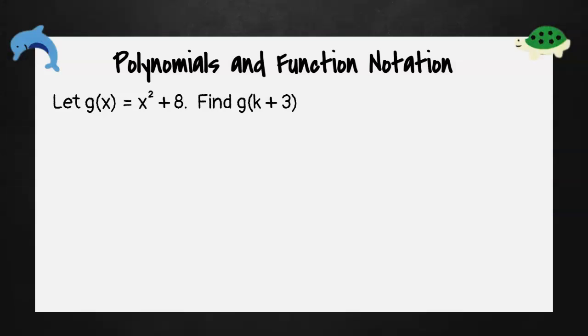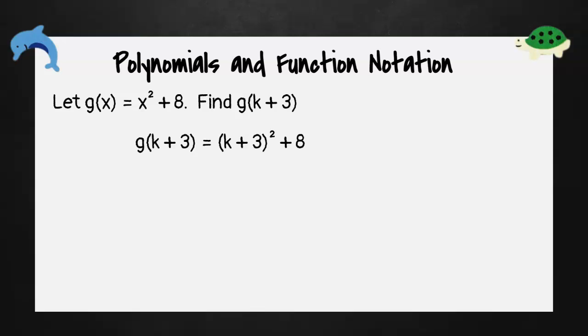So we talked about operations with polynomials. Now we'll look at polynomials with function notation. So in this example, I'm going to look at g of x is equal to x squared plus 8. The first thing that we want to do is say, okay, I'm going to take that expression k plus 3, and I'm going to substitute it in for that x. So I'm going to replace.